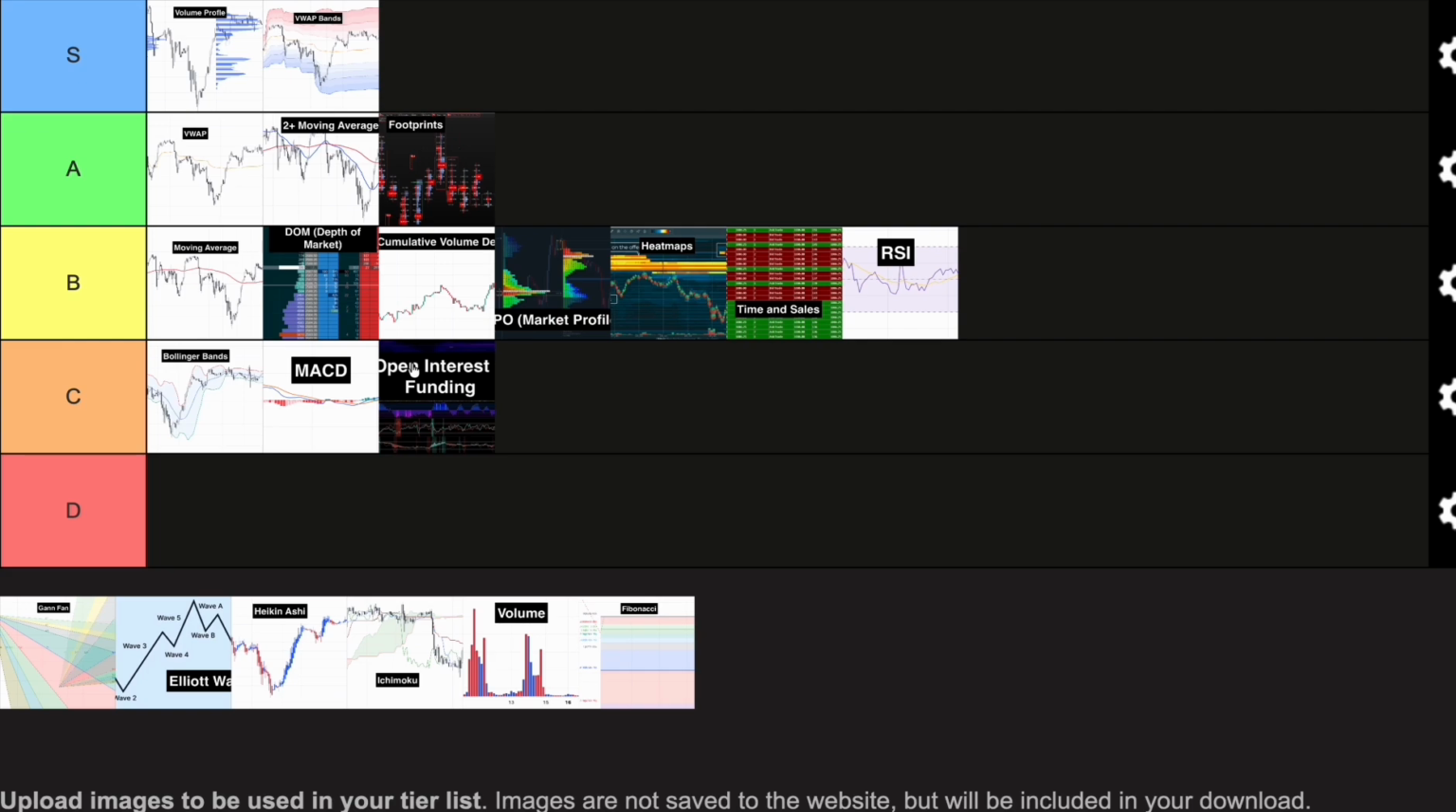I think they create a lot of noise, and they take your attention away from looking at the price action, the levels, and then these indicators right here. They're just simple. They're just easier to use.